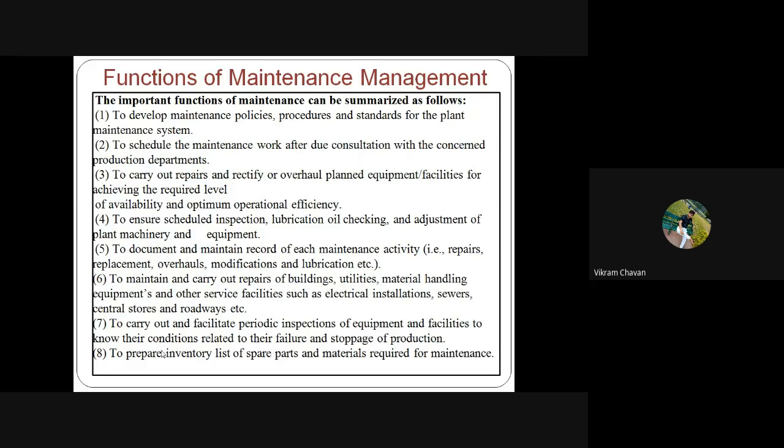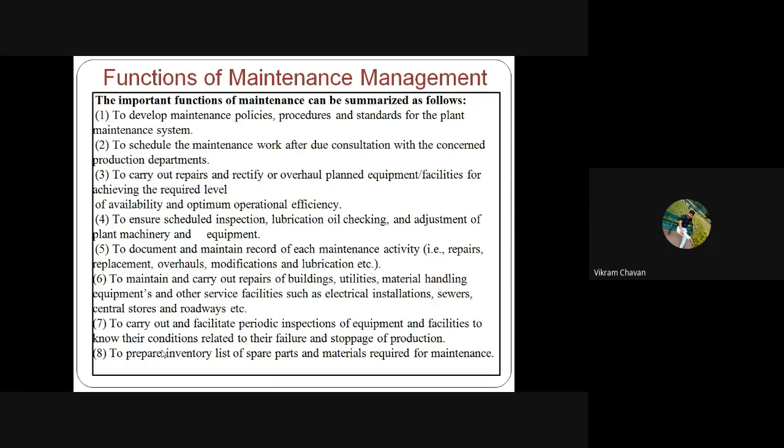If you have visited any company, then you come to know that the maintenance department works in holiday time, so that there will not be stoppage of production. So due consultation with the concerned production department is needed to perform any maintenance, repairing or regular checkup. For that purpose, the maintenance department needs to take permission from the production department.